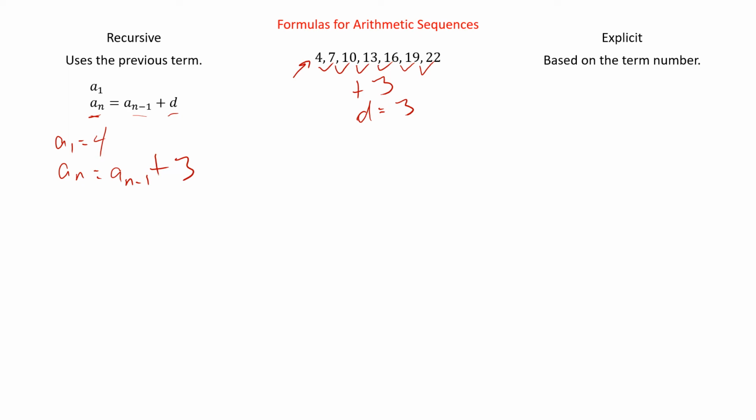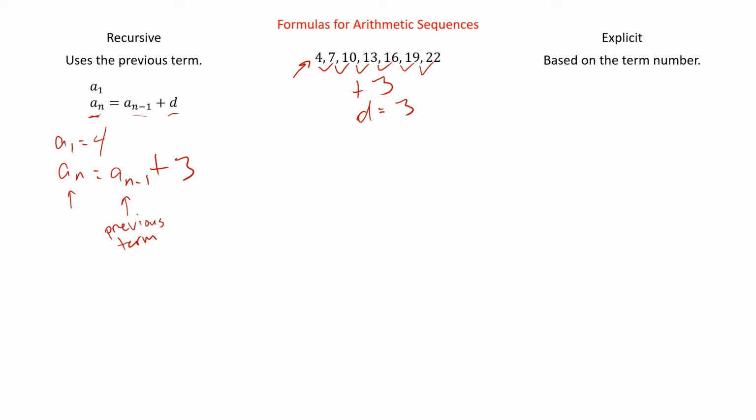So if we wanted the next term, 22 plus 3 is 25. If we wanted a term after that, 25 plus 3 is 28. And we could keep going. So that's all you have to do to make a recursive formula for an arithmetic sequence. This is a_n, this is a_(n-1). All that means is this is the previous term. So if we wanted to find the 7th term, that would be the 6th term plus 3.